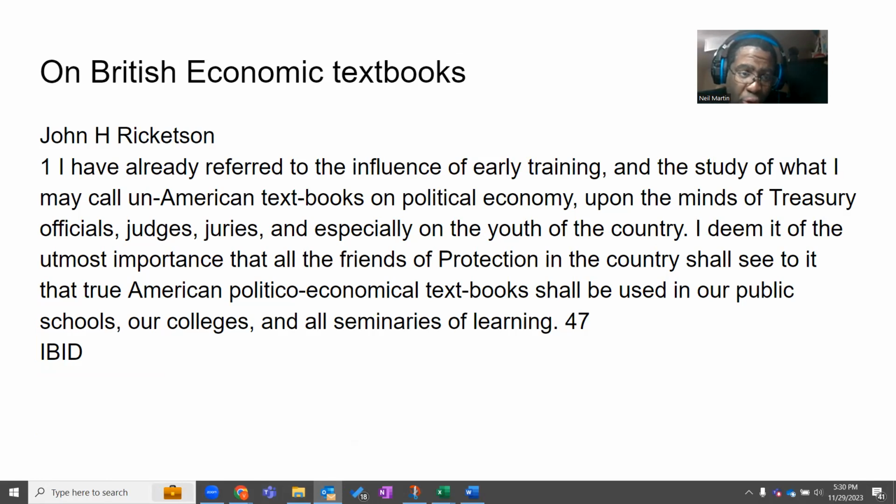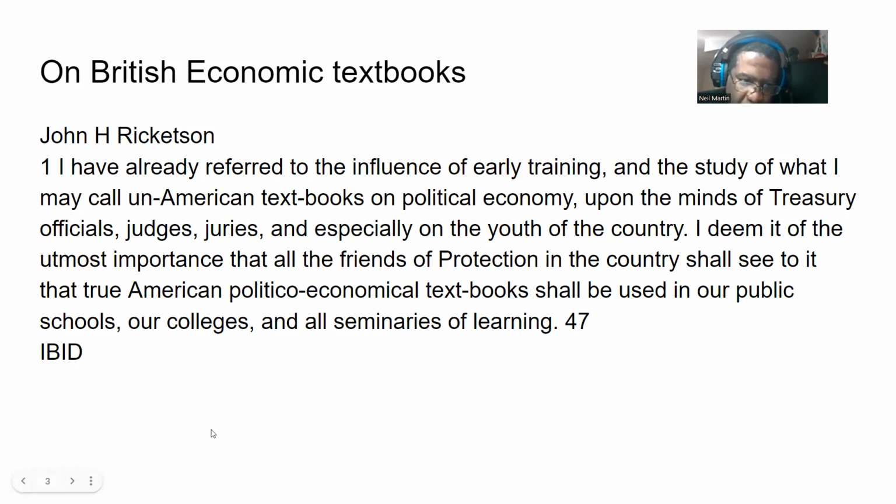He said, "I have already referred to the influence of early training and the study of what I call un-American textbooks on political economy upon the minds of Treasury officials, judges, juries, and especially on the youth of the country. I deem it of the utmost importance that the friends of protection in the country shall see to it that true American political economy textbooks shall be used in our public schools, our colleges, and all our seminaries of learning."